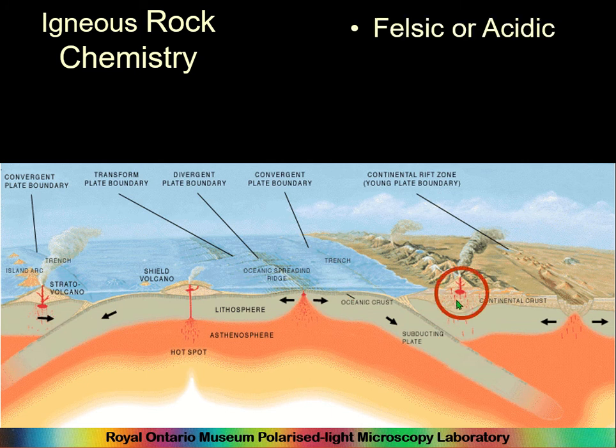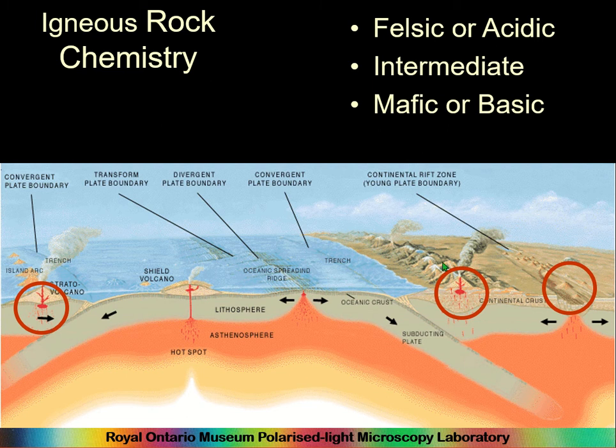So, the rocks we get around here are called felsic or acidic rocks. We often get intermediate rocks and volcanoes in this position. And we get mafic or basic rocks erupting along mid-ocean ridges, along rift valleys like this, or shield volcanoes like this.